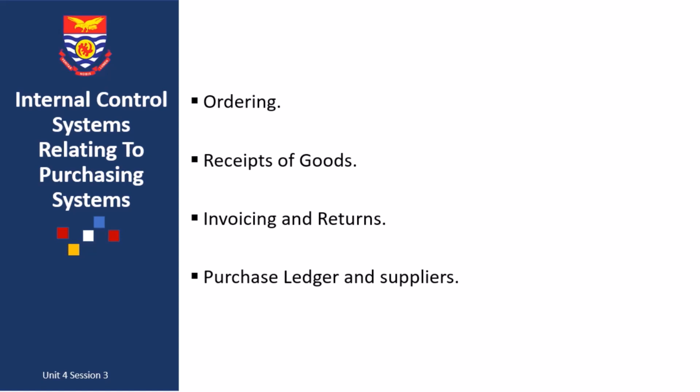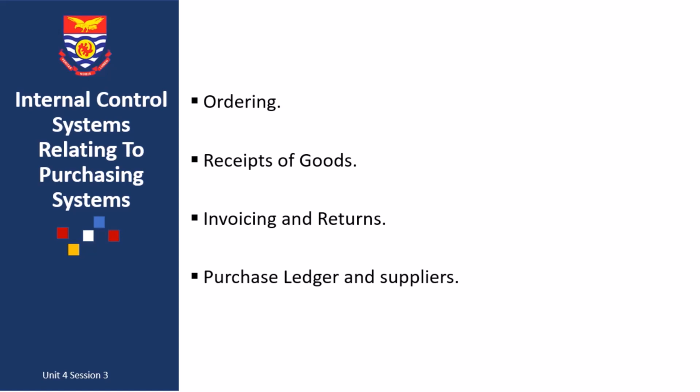Now, when we come to the last one, which has to do with the purchase ledger and suppliers, the purchase ledger and suppliers basically has to do with a control account which should be maintained and regularly checked against balances in the ledger by an independent official. So the purchase ledger control account must be kept and then regularly checked against any balances in the ledger.